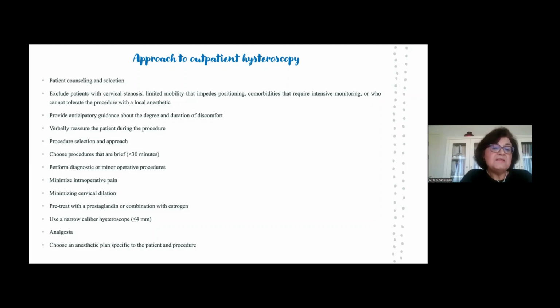Provide anticipatory guidance about the degree and duration of discomfort. Verbally reassure the patient during the procedure. Procedure selection and approach: choose procedures that are brief, less than 30 minutes. Perform diagnostic or minor operative procedures. Minimize intraoperative pain. Minimize cervical dilation.